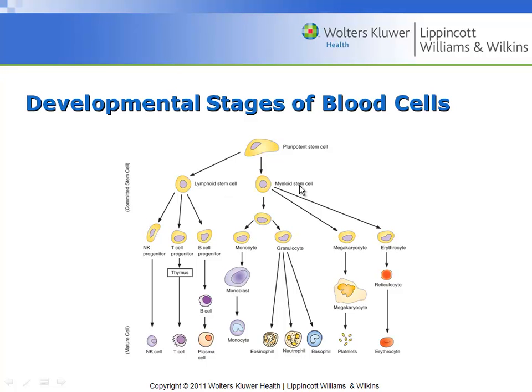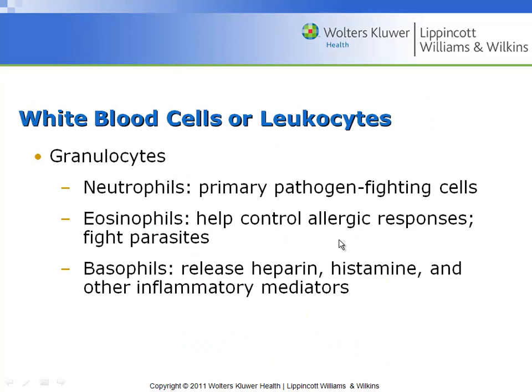So lymphoid versus myeloid is an important distinction, and the cells that they give rise to are these different groups of cells. So white blood cells are called leukocytes, and that just means leuko is white, cyte is cell. Of the white blood cells, we have granulocytes. Granulocytes have a name that ends in "phil," neutrophil, eosinophil, or basophil, and they get these names based on the stains that are attracted to them when you look at them under the microscope.